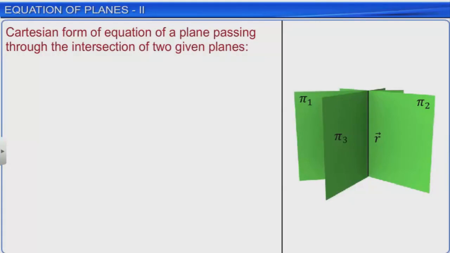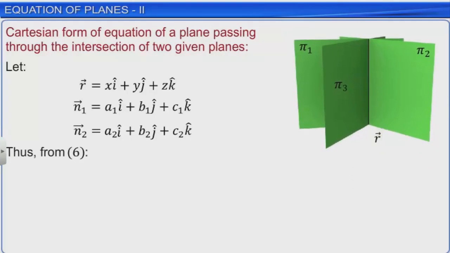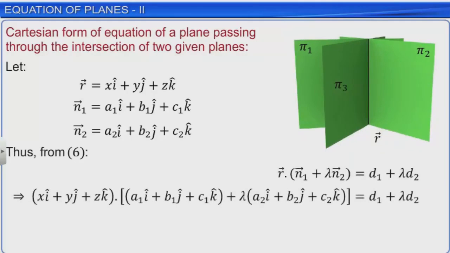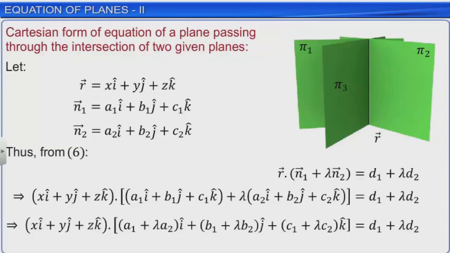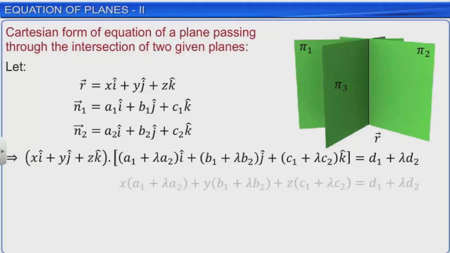Let the values of position vector r and normal vectors n1 and n2 for planes pi1 and pi2 be as shown here. Substituting the values of position vector r and normal vectors n1 and n2 in equation 6 and simplifying, we get the Cartesian form of the equation of a plane passing through the intersection of two planes.